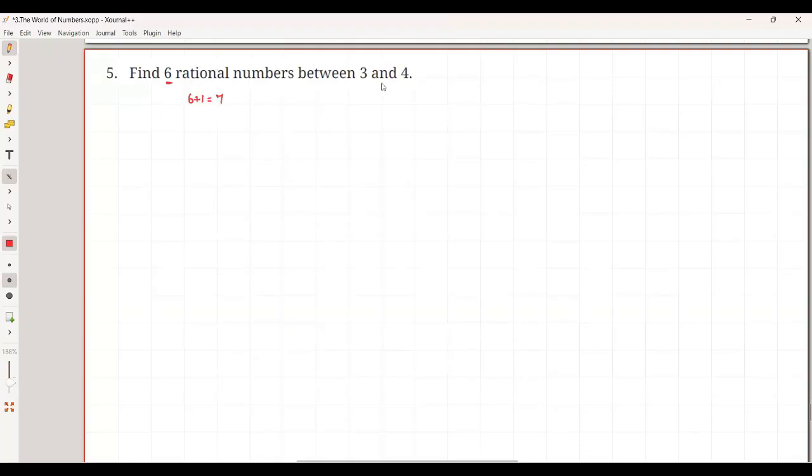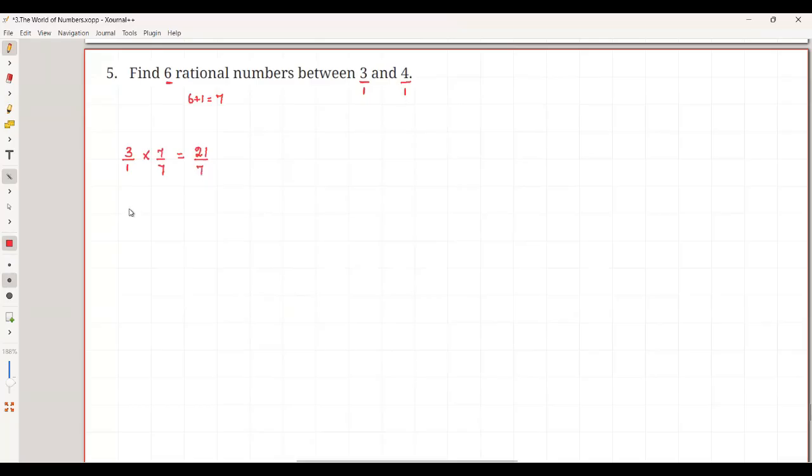Don't think that 3 and 4 have no denominator. I already said all numbers have an invisible denominator of 1. 3 can be written as 3 by 1, and 4 can be written as 4 by 1. Now this is in the form of p by q. So I have to find 6 rational numbers in between. First I write 3 as 3 by 1 and multiply with 7 by 7. So I get 3 sevens are 21 divided by 1 seven is 7.